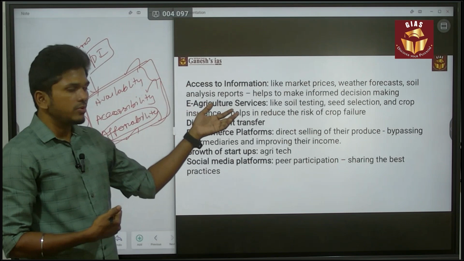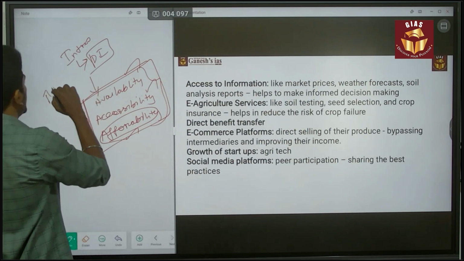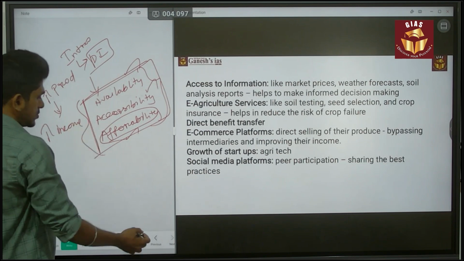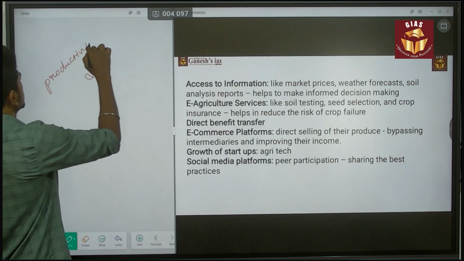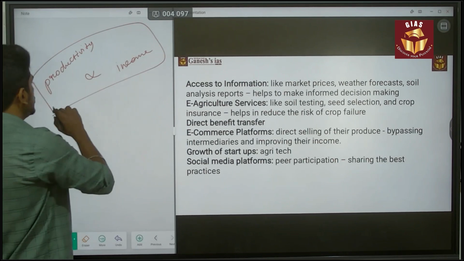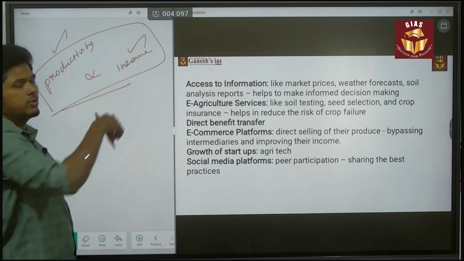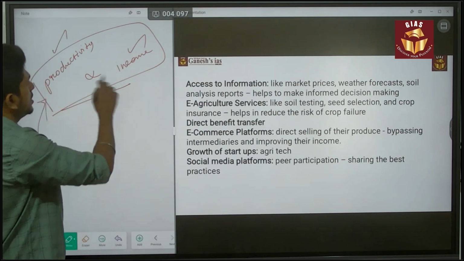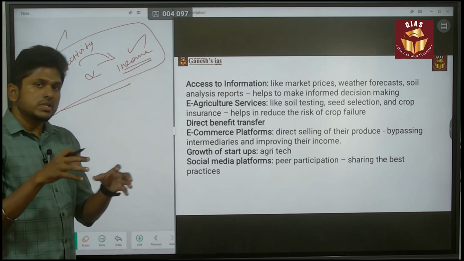So access to information, providing that service, will help me improve my productivity. If productivity increases, my income is also going to increase. So there is a direct relationship between productivity and income. This should be there in your answer, because if you enhance productivity, obviously the income is also going to increase. So if you address only productivity, it is directly or indirectly addressing income also. That is more than enough. It is not two separate questions, it is a single question only.